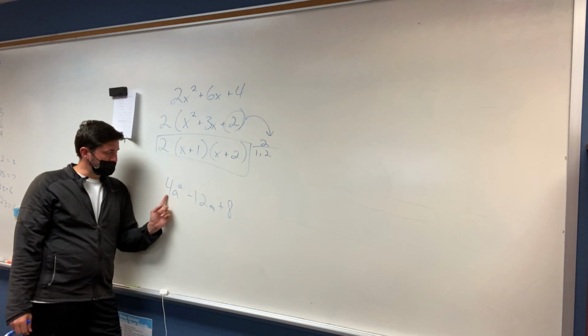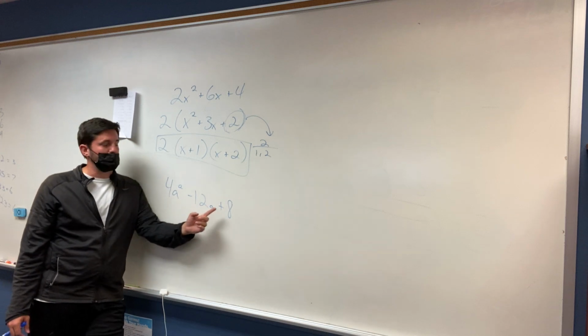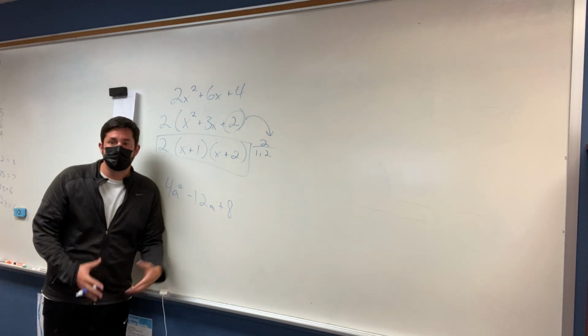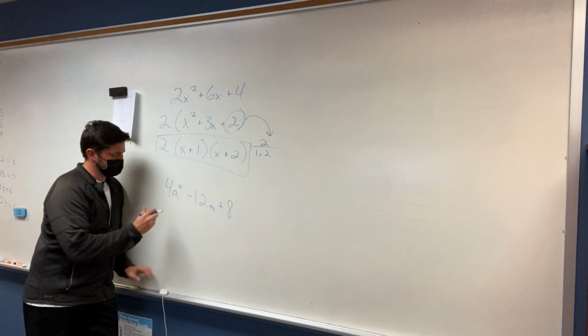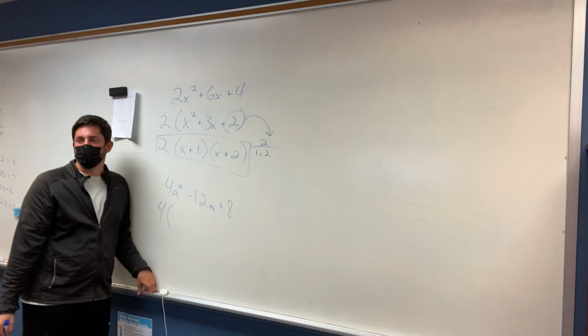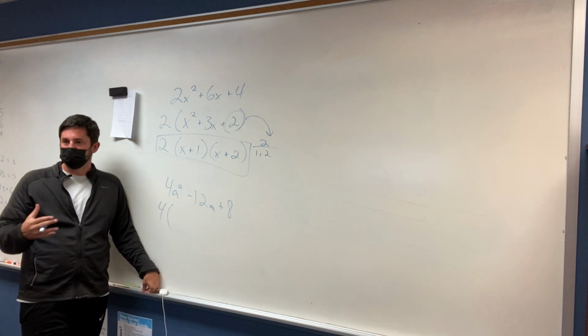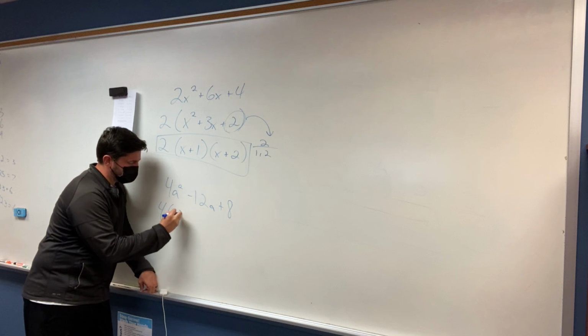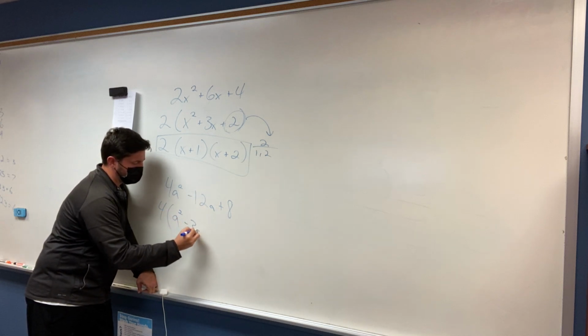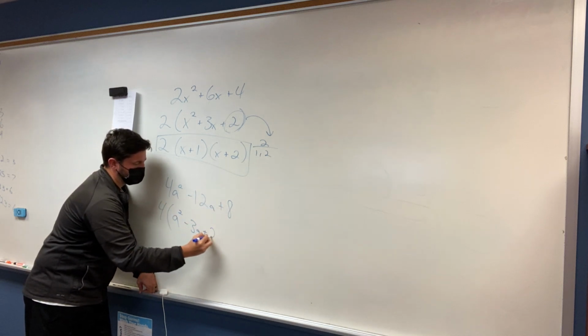This is divisible by 2, this is divisible by 2, and this is divisible by 2. But is it the greatest common factor? No, 4 is the greatest common factor. That is important to know though. That's why it's called greatest common factor, right? So divided by 4, we have our a squared. Divided by 4, we have minus 3a. Divided by 4, we have plus 2.